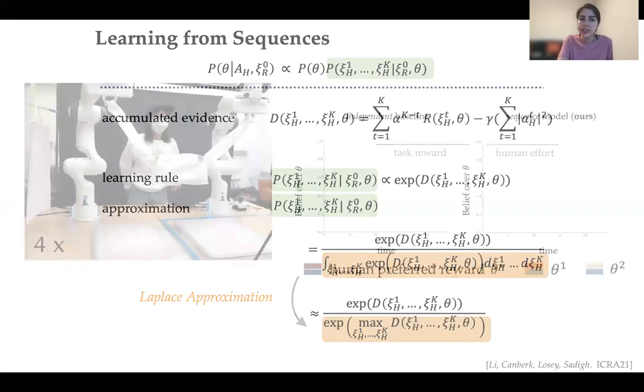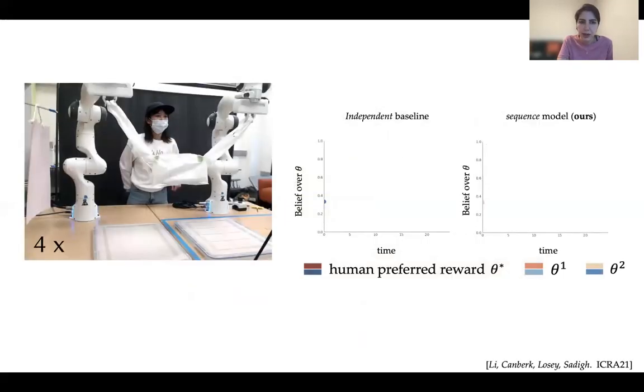All right, so let's see how that works in practice. Here we have a user study where we brought in this particular user. And what we are looking at here are two plots. One is our independent baseline, where I'm going to treat each correction that the person is providing independently. I'm not going to worry about the fact that these are sequences that correlate and depend on each other. And then we have our model, which captures this interdependence between the trajectories. So it actually considers the correlation between the trajectories.